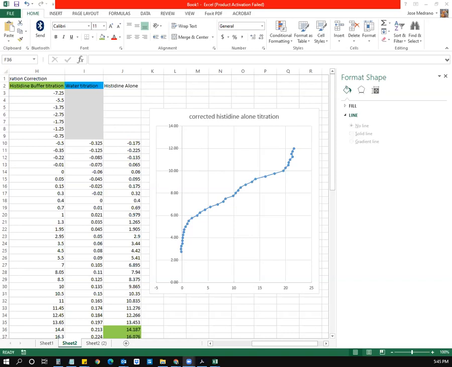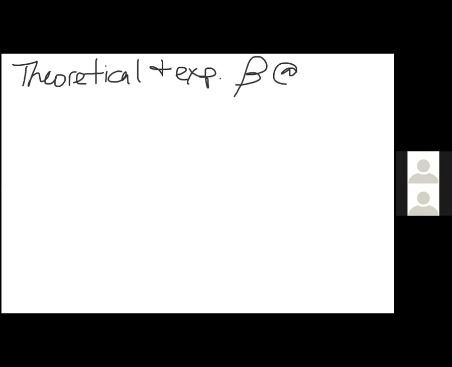So let me just turn this question around and change it. What is the theoretical and also experimental buffer capacity at, let's say, pH 9.5? Okay, so how would I go about this with the data that I have?